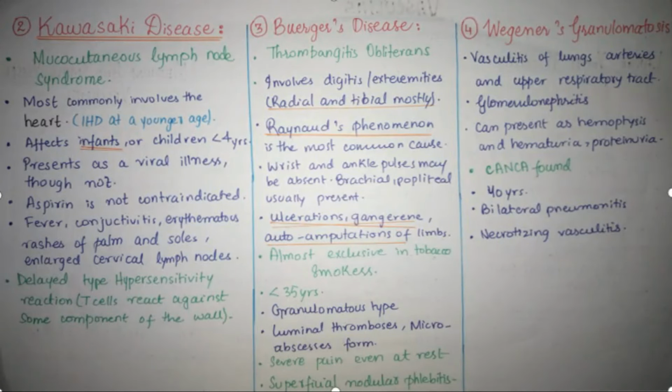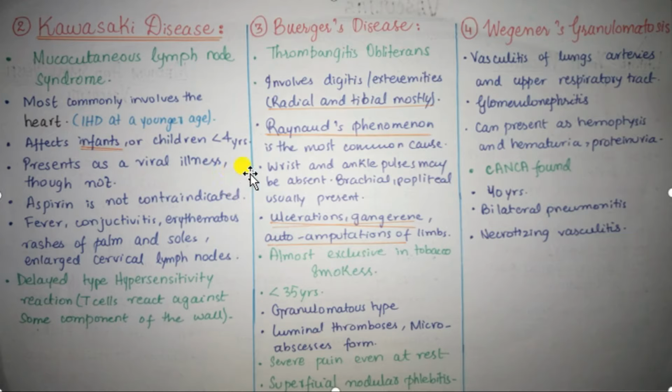The next medium and small vessel vasculitis is Kawasaki's disease. Kawasaki's disease presents as an acute systemic febrile illness, usually affecting children less than 5 years of age, and it is a vasculitis that usually affects the coronary vessels. Thus the patient can present with ischemic heart disease at a very young age, since this affects children under 5 years of age.